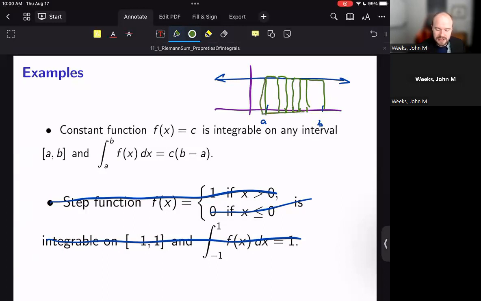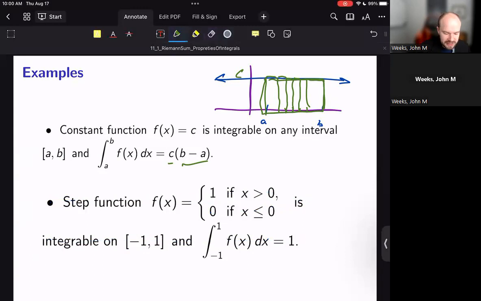the area underneath each of these rectangles and adding those together. But I can also look at this as one big rectangle. If this is of height c, then this is just going to be a height of c times the width of this interval, which is going to be b minus a, which gives you the formula for the integral of the constant function. Now, the step function, that is the one that is 1 if x is greater than 0 and 0 if x is non-positive, is also integrable on the interval from -1 to 1.